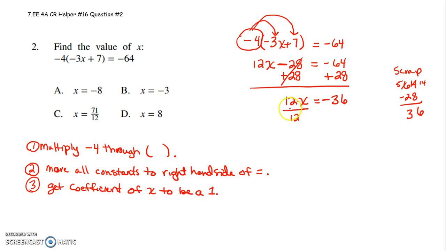12 divided by 12 will get me that fancy form of 1. 1x I can write as just x. If I'm dividing the left-hand side of my equal sign by 12, I have to divide the right-hand side of my equal sign by 12. 36 divided by 12 is 3. A negative divided by a positive is a negative. All right, x is -3.